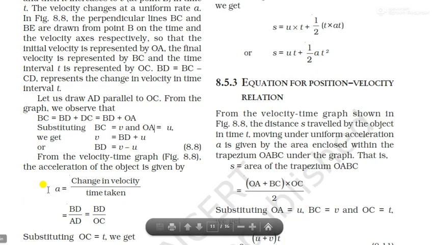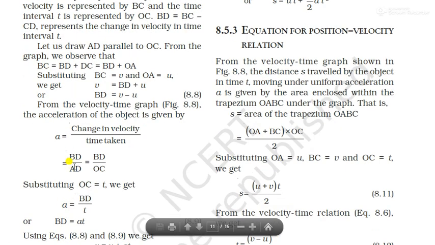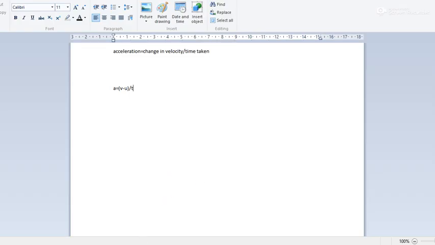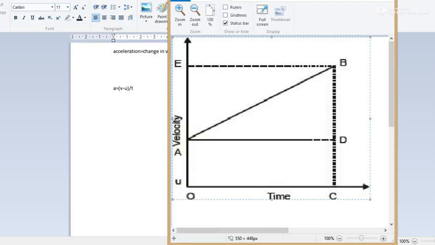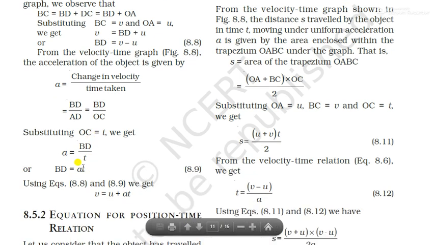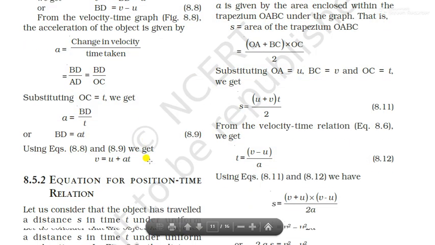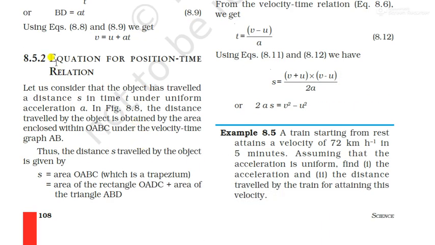So here A is equal to change in velocity upon time taken, and BD upon AD is equal to BD upon OC. By substituting OC is equal to T, we get A is equal to BD upon T, and finally, by rearranging this equation, V is equal to U plus AT. Okay, let's learn the second equation of motion, which is position time relation.